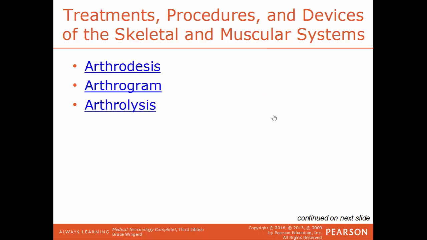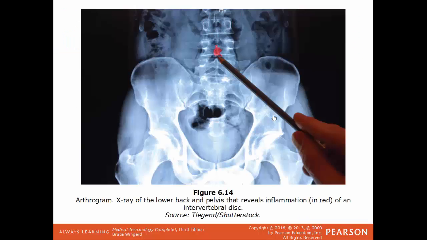Next one, arthrogram. This is a series of images focused on a joint after the injection of some particular type of dye. This is what's used in nuclear medicine or for an MRI, for example. And the last one here, arthrolysis. This is a process of restoring the mobility of a joint that was previously stiff. And this image is an example of an arthrogram. You have an x-ray of the lower back and the pelvis, and the portion that's in red right here is showing the inflammation of the intervertebral disc, the disc between the two vertebrae.